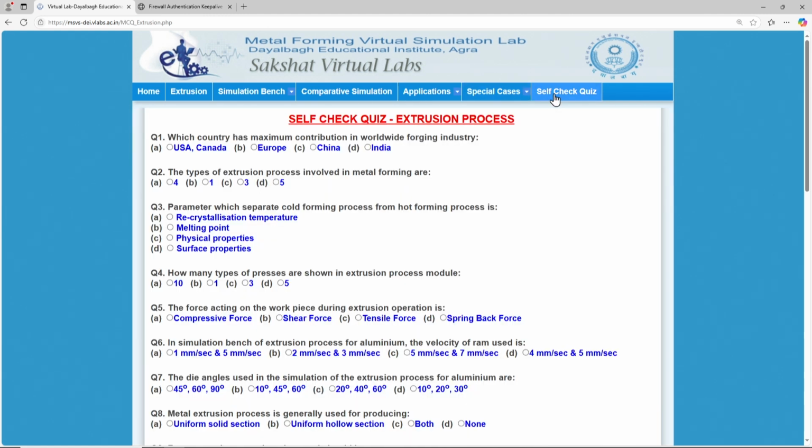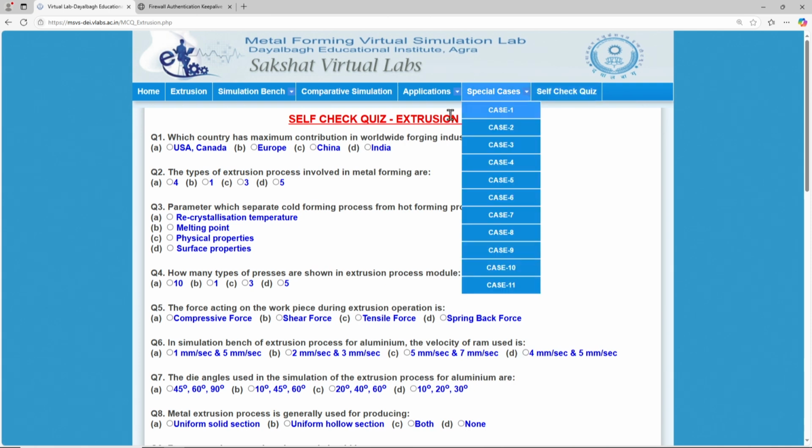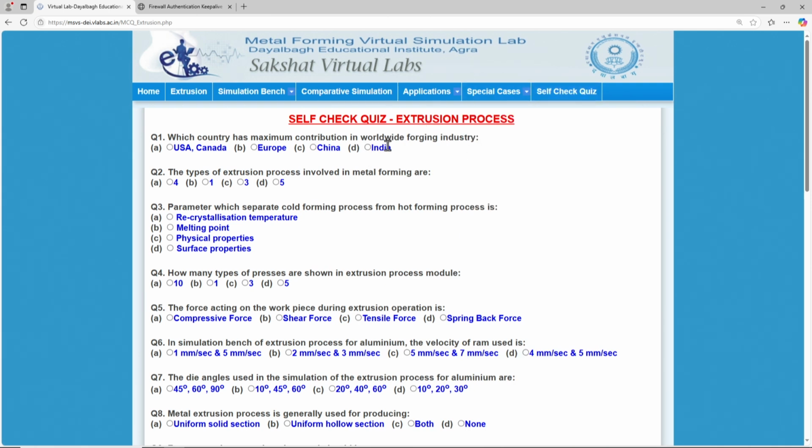And the self-check quiz I will now come to. So which country has maximum contribution in the worldwide forging industry? Europe. The type of extrusion processes involved in metal forming, there are certain types of extrusion processes, and 4 types are given in this theory presentation that is given in this virtual simulation setup. The parameter which separates cold forming process from the hot forming process is the recrystallization temperature. Below the recrystallization temperature it is cold, above it, it is hot forming.